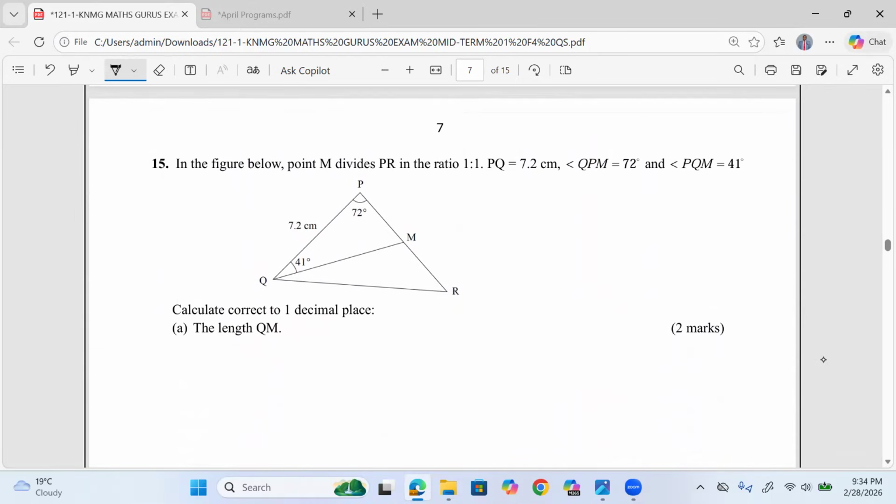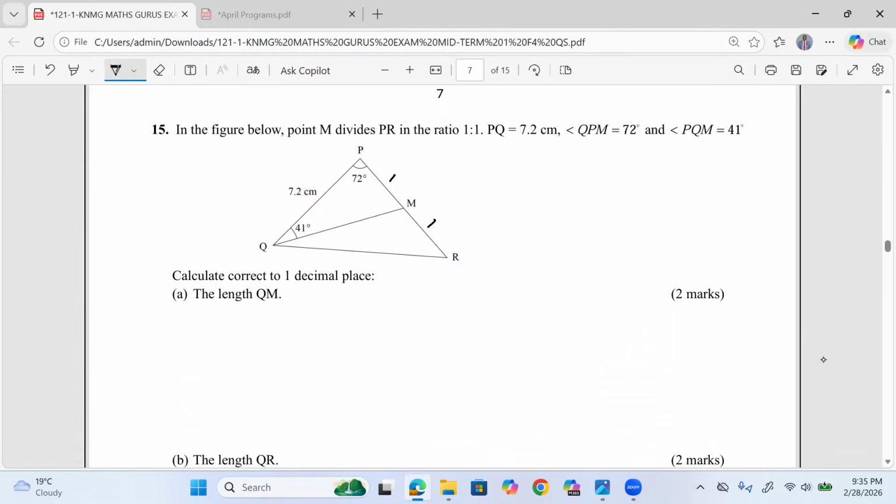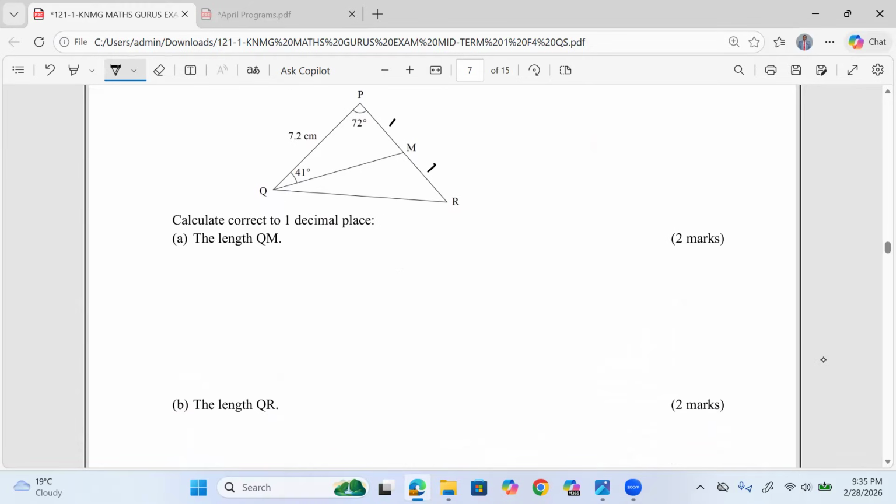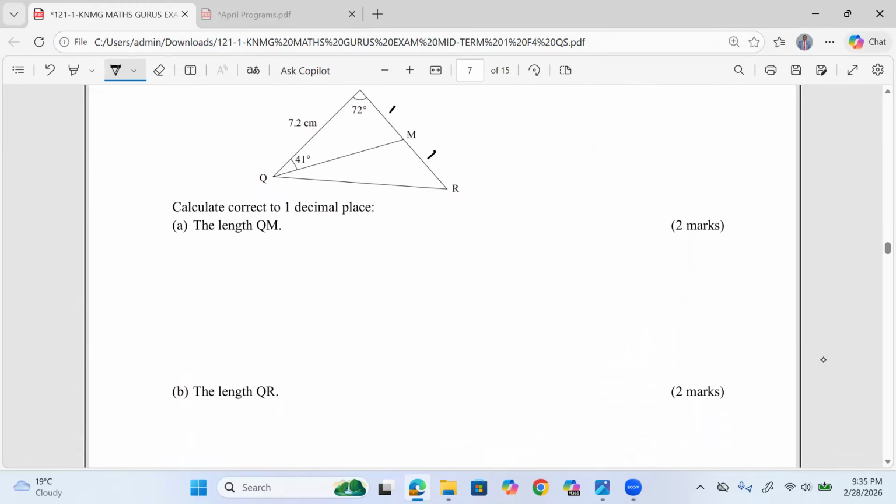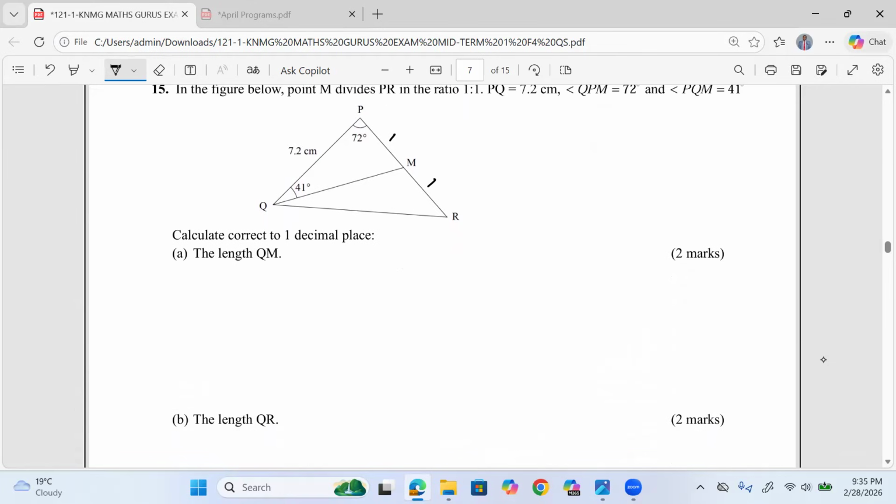Now in the figure below, point M divides PR in the ratio 1:1, meaning that M is the midpoint of PR. Please understand that. Then PQ 7.2 is already indicated. QPM equals 72 degrees, that's an angle already indicated. PQM 41 is indicated. Now we calculate to 1 dp the length of QM.